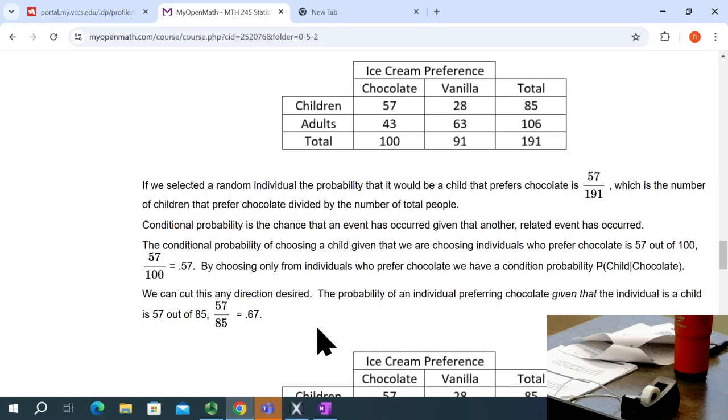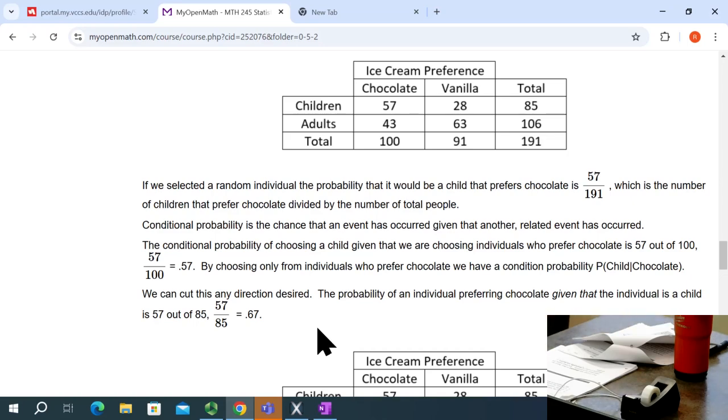Who likes vanilla? Who likes chocolate? Yeah, that's unusual. Most people like chocolate. But anyway, so what's the chance that a child likes chocolate? What's the probability that a child chooses chocolate out of this sample?